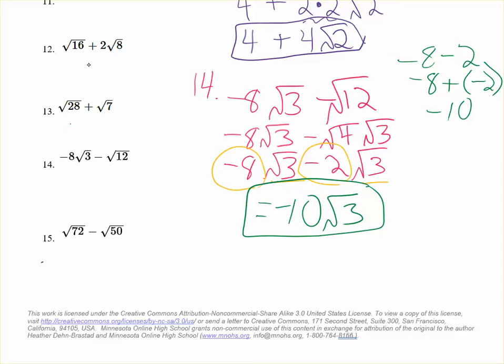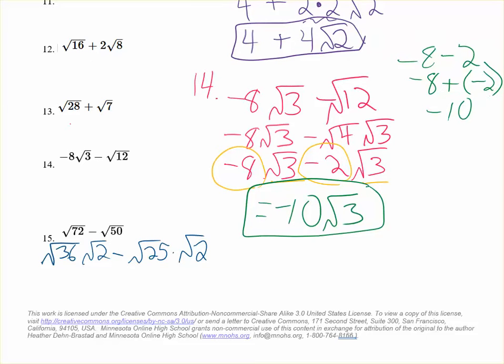So the square root of 72, you might not know for sure what the factors are. 8 times 9 is a factor pair, but two other factors are 36 times 2, and I'm going to use those. So I'm going to rewrite the square root of 72 as the square root of 36 times the square root of 2, because 36 is a perfect square, and it's the biggest perfect square that would be a factor of 72. And I'm going to rewrite the square root of 50 as the square root of 25 times 2, because 25 times 2 is 50.